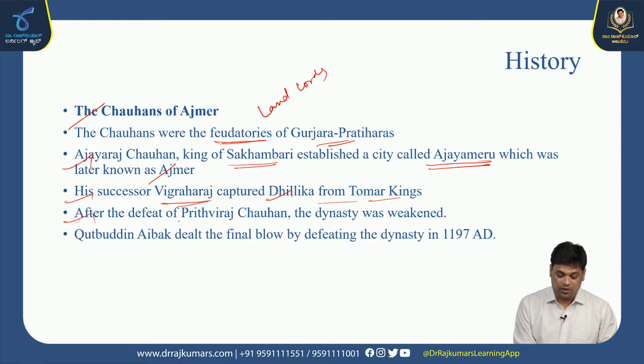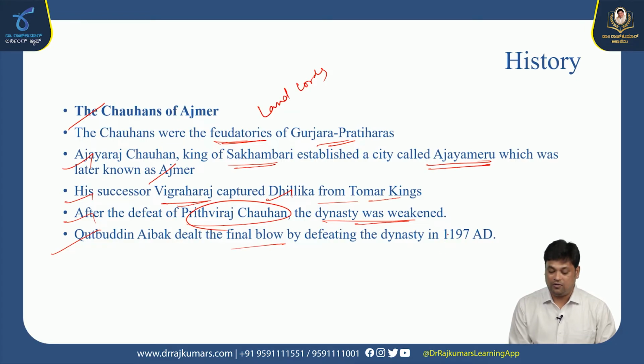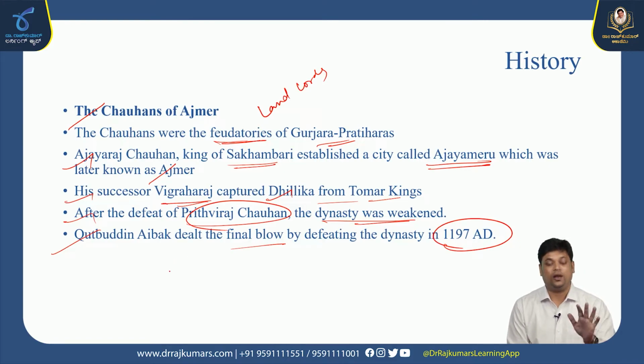After the defeat of Prithviraj Chauhan, the dynasty was weakened. So Qutbuddin Aibak dealt the final blow by defeating the dynasty in the year 1197. Here you need to understand two concepts: one is the founder of the city called Ajmer, and also when Qutbuddin Aibak took control over Delhi.